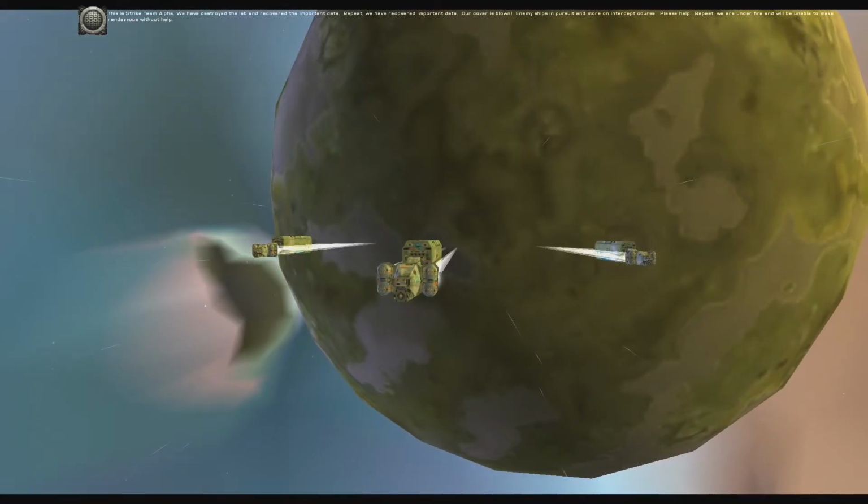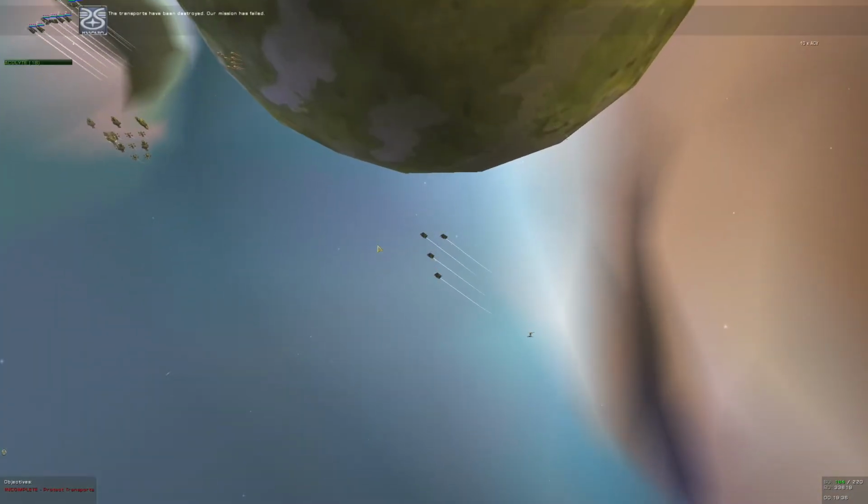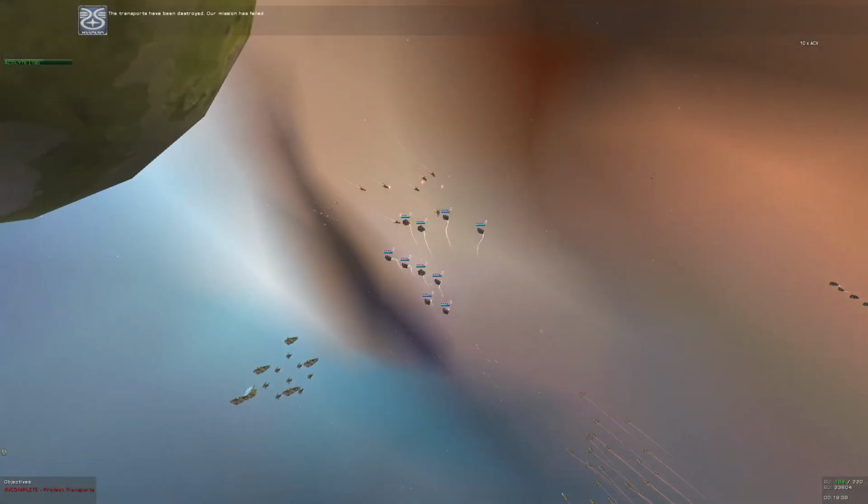Repeat. We have recovered important data. Yep. More data. Stand by, Group 1. Yeah. The transports have been destroyed. What? Our mission has failed.